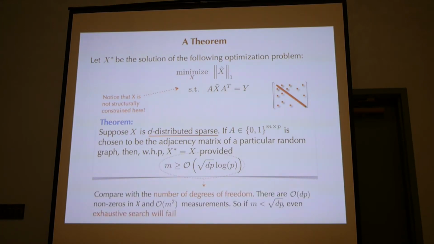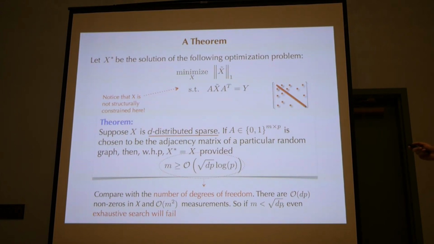The second thing is this other guy, which is we quantify the sketch dimension. So how short can you make these sketches? How much compression can you achieve, so to speak? And that is square root of dp times log p. Let's do a back of the envelope calculation. If you have at most d non-zeros per row and per column of this matrix, there are on the order of dp non-zeros in this whole thing, right?